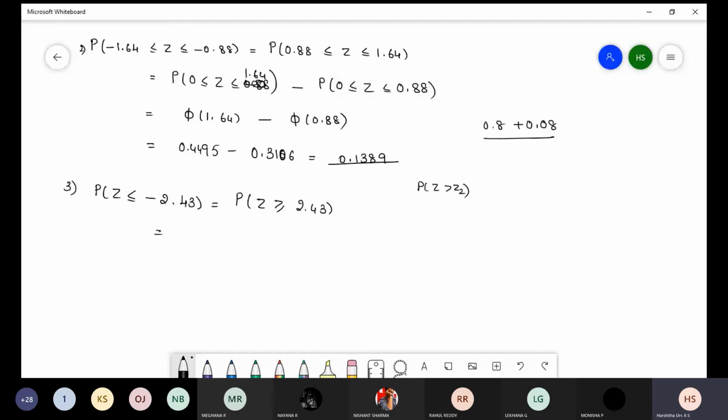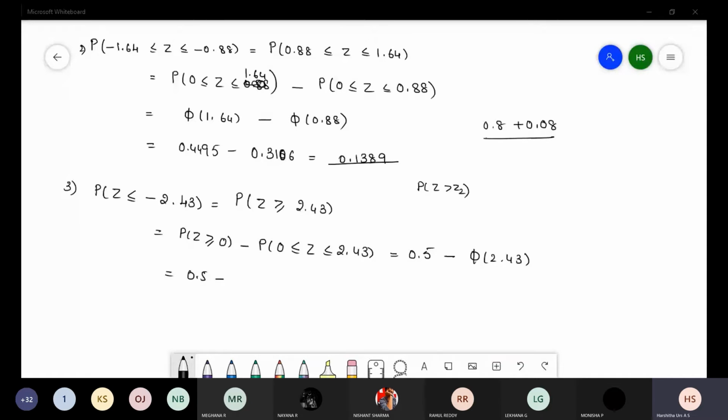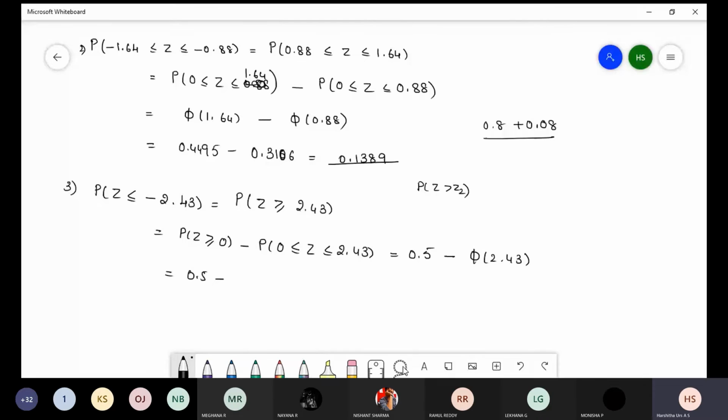Again, we have to write here according to the formula P of Z greater than or equal to 0 minus P of 0 less than or equal to Z less than or equal to 2.43. For P of Z greater than or equal to 0, we have the standard value, that is 0.5 minus phi of 2.43. So 0.49, sorry, 0.4925, so the answer is 0.0075.